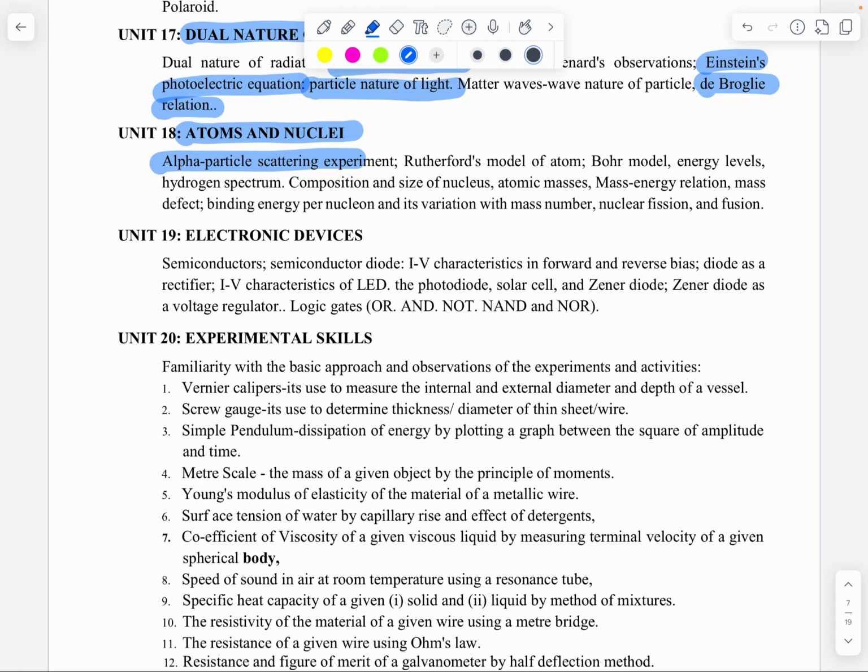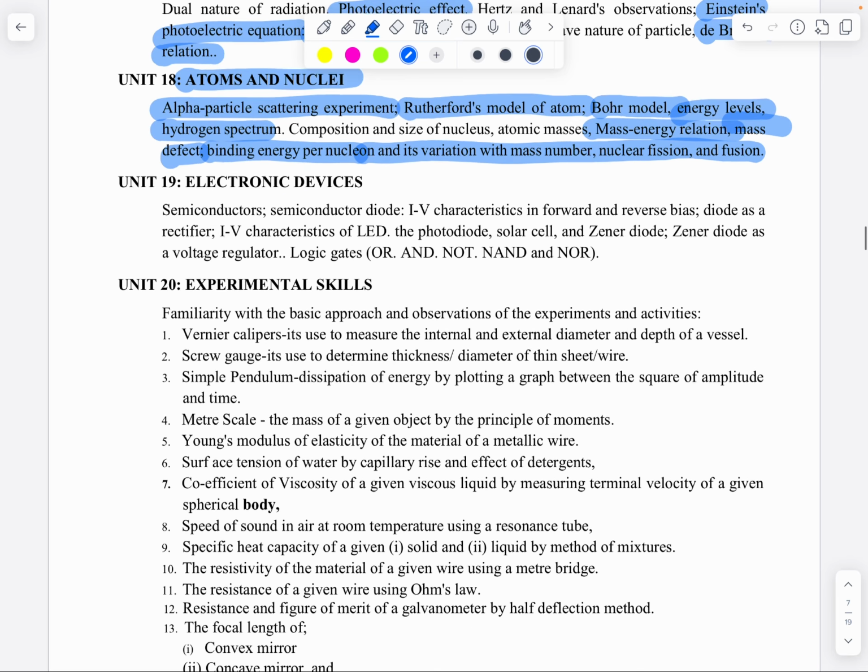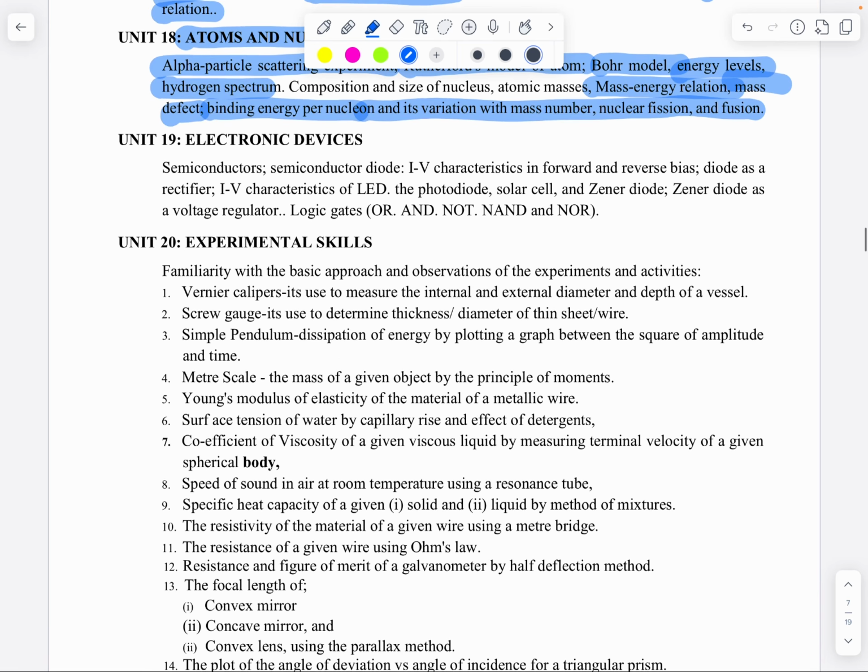It includes alpha particle scattering experiment, Rutherford's model, Bohr's model, energy levels, hydrogen spectrum. All these are the important topics. And the mass energy relation from the nuclei chapter is important. Mass defect, sometimes questions are asked from this topic also. Binding energy per nucleon and its variation with mass number, nuclear fission and fusion. The next chapter is semiconductors.